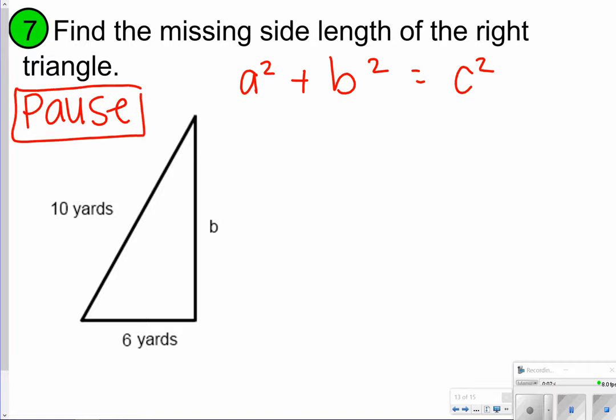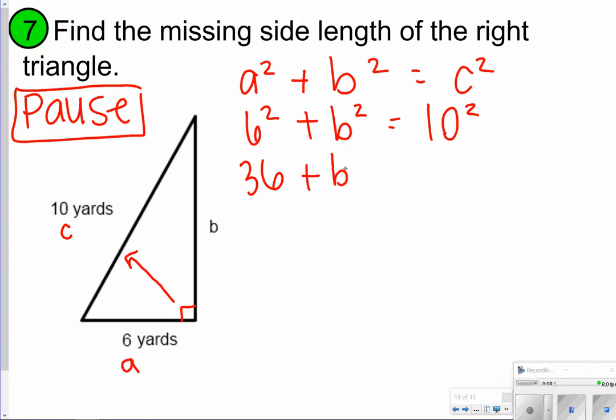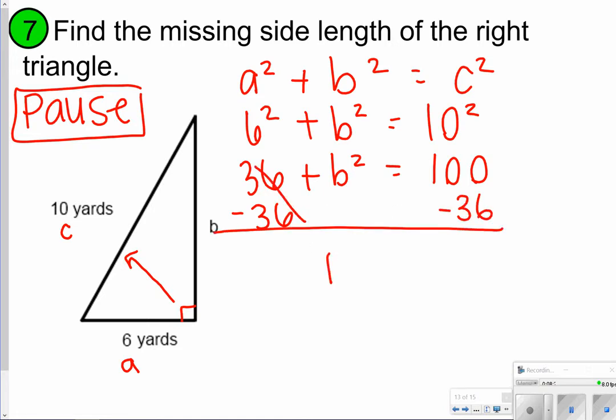Alright, so A is going to be 6 in this one, B is unknown, and 10 is C. Again, the reason why we choose 10 as C is because it's going to be across from the right angle, and because it's the longest measurement. So A squared would be 6 squared, B squared is unknown, and C squared is 10 squared. And now 6 squared is 36, plus B squared is equal to 100. And then I'm going to subtract 36 from both sides, because that's the opposite of a regular 36. So B squared is equal to 64.